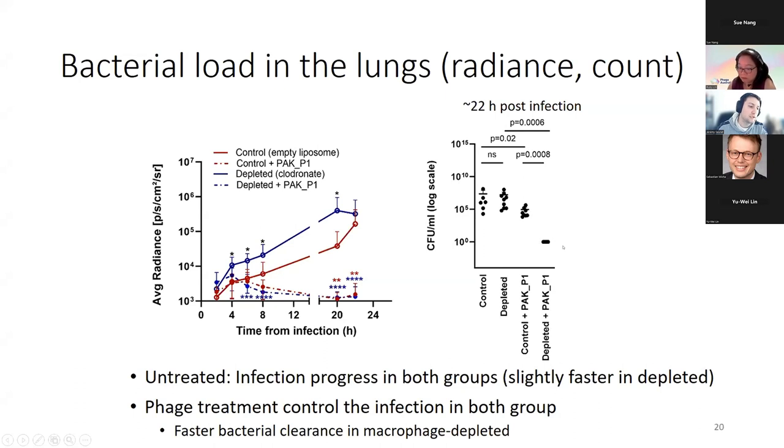we see a difference, which was a little bit surprising, in the CFU between the control and phage treated, and the macrophage depleted plus phage treatment. And you can see in depleted mice, we have a real clearance, more or less the total clearance of the bacteria, which was not the case in the control mice which were treated.